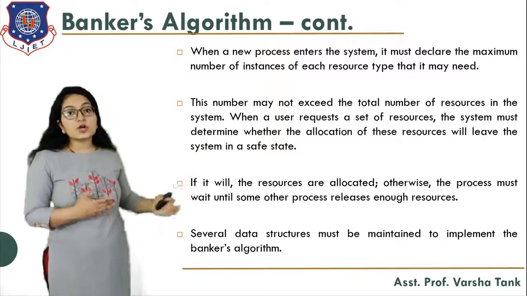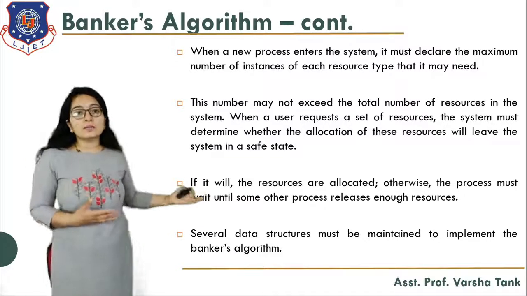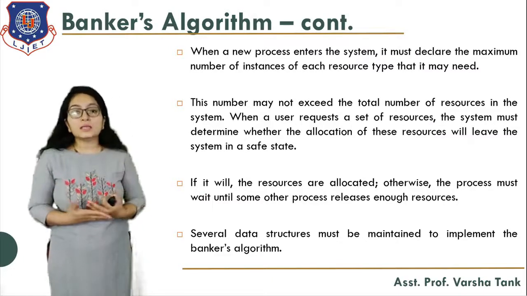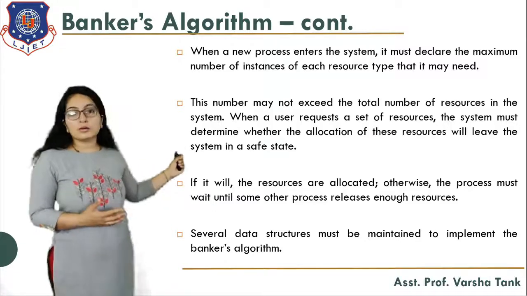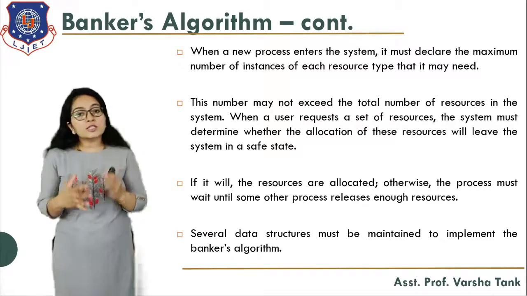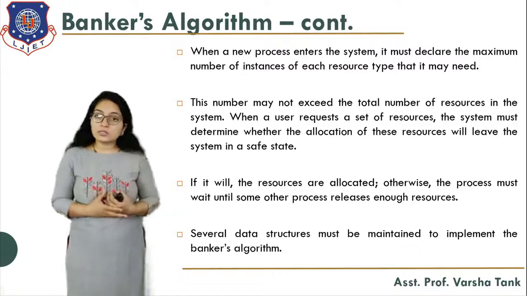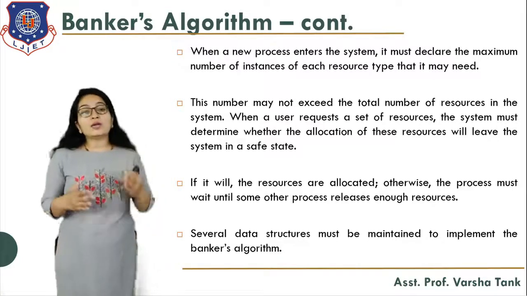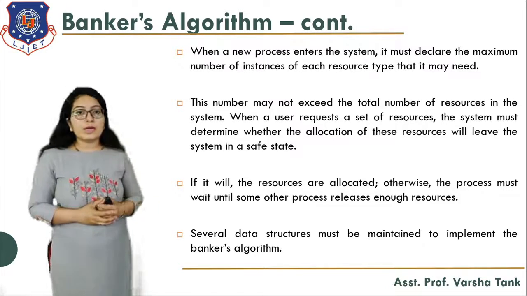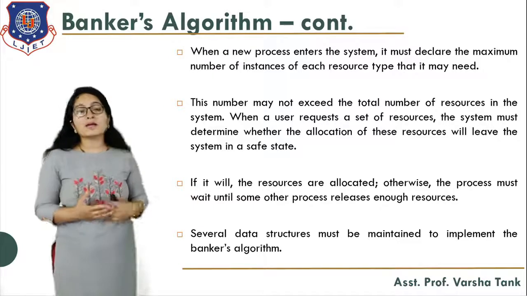If it is safe, the resources are allocated. Otherwise, the process must wait until some other process releases enough resources. That means whatever resources this particular process is demanding, if they are available, then immediately assign those resources to that particular process, and if the total number of resources is not available, then the process has to wait. Several data structures must be maintained to implement the banker's algorithm.